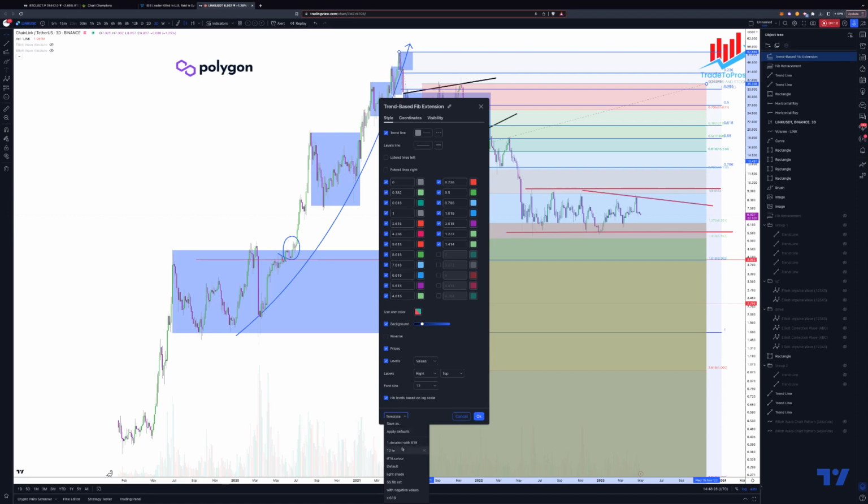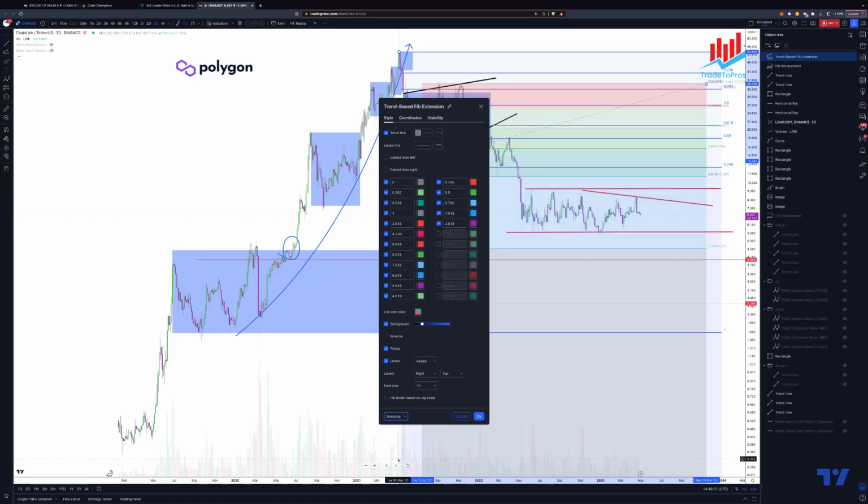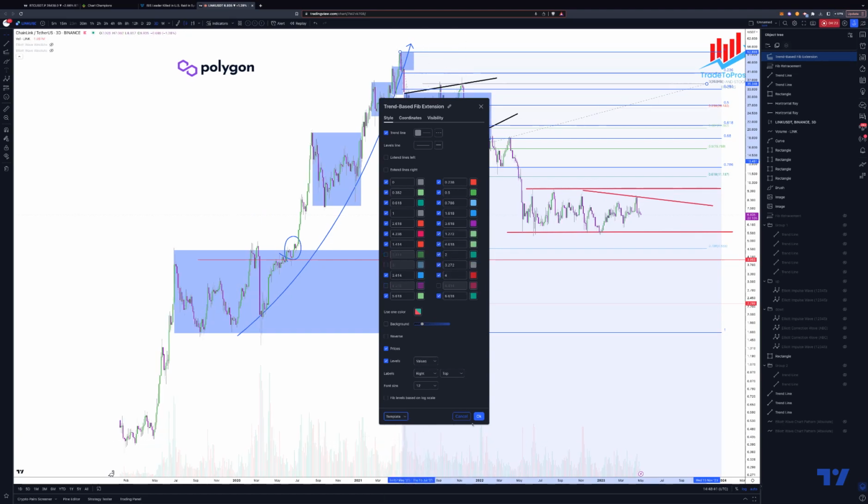What I want to do is actually just remove the background color. Not sure which one it is. Is it that one? Anyway, we'll see how that goes.